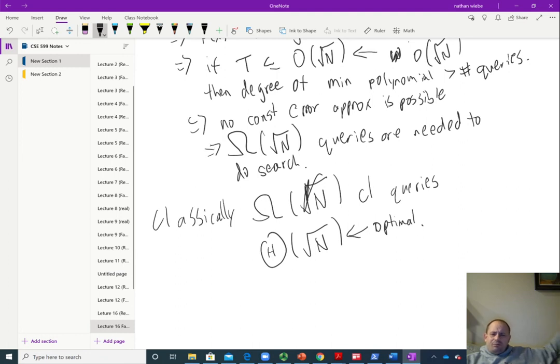But I digress. So that is basically how we can answer some of these questions about the gulf between quantum and classical just by taking a look at approximating polynomials and using that to bound the number of queries.